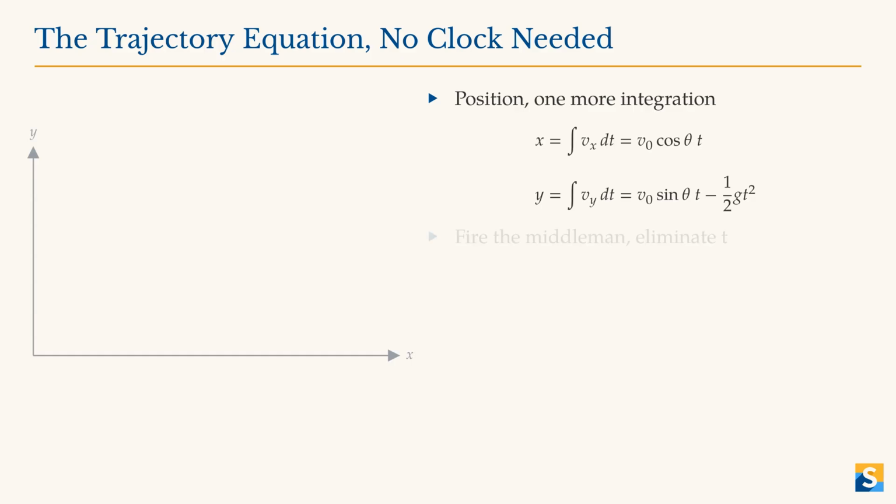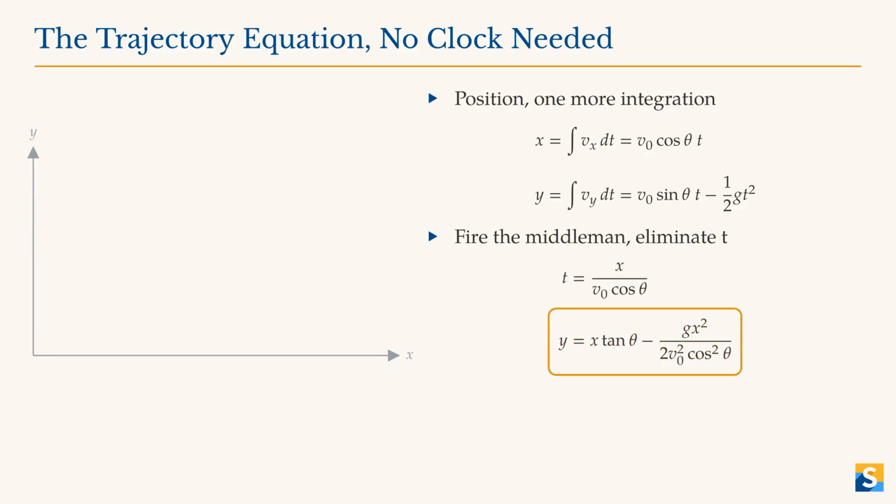So fire the middleman, solve the horizontal story for t, which is x over V0 cosine theta, and feed it to the vertical one. What remains is the trajectory equation, pure geometry. The height is x tan theta minus g x squared over 2 V0 squared cosine squared theta. One curve, no schedule.